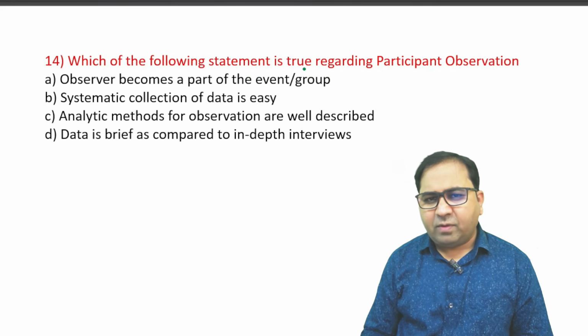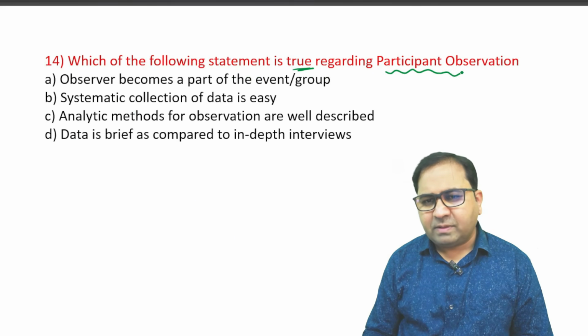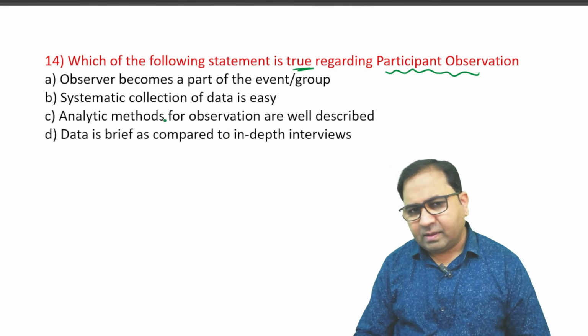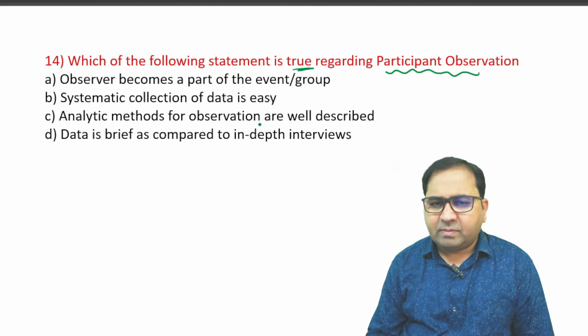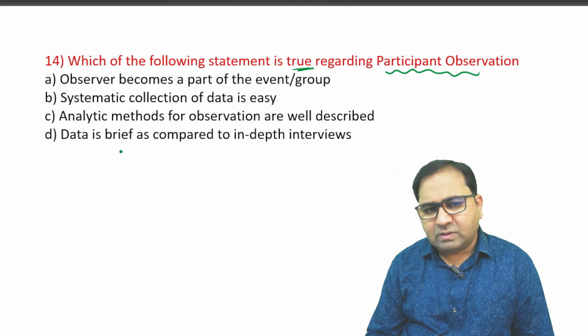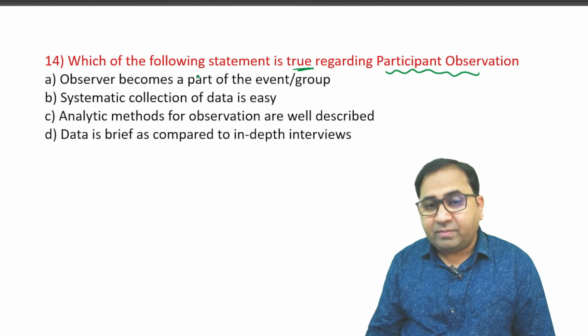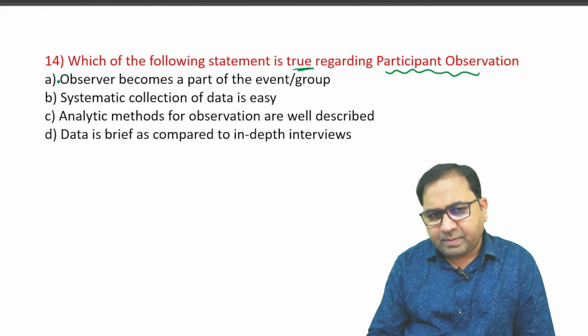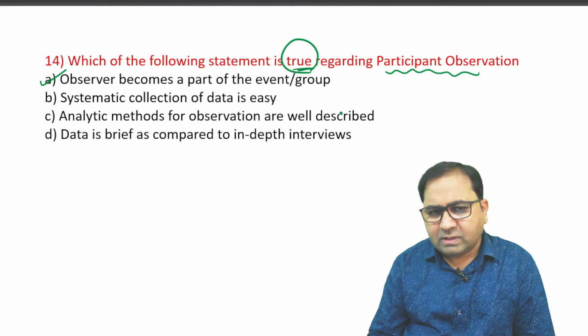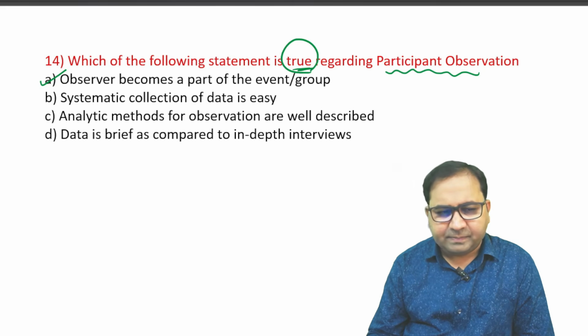Next question. Which of the following statements is true regarding participant observation? The options are A, observer becomes a part of the event or the group, B, systematic collection of the data is easy, C, analytical methods for observation are well described, or D, data is brief as compared to the in-depth interviews. This is actually a repeated question but with different options. So the answer for this question is that the observer becomes a part of the event or a group. Okay, we have seen this question previously.